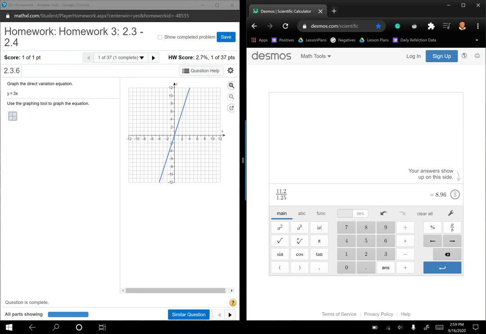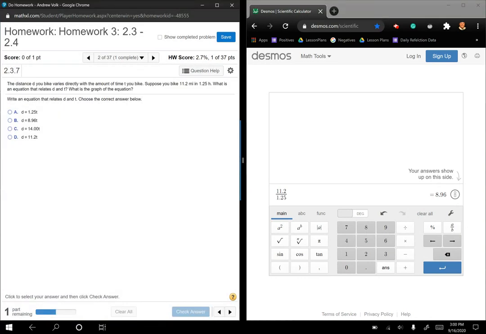Looking at homework 3, the first question you're going to see is just graph this direct variation. I've already graphed a straight line there. We know that it goes through 0, 0 because all direct variations go through 0, 0, and then I just put another point up 3 over 1.